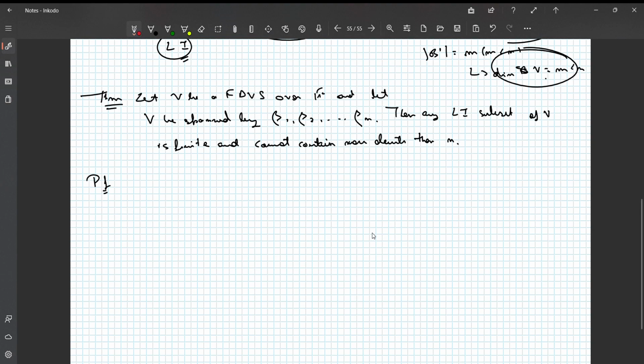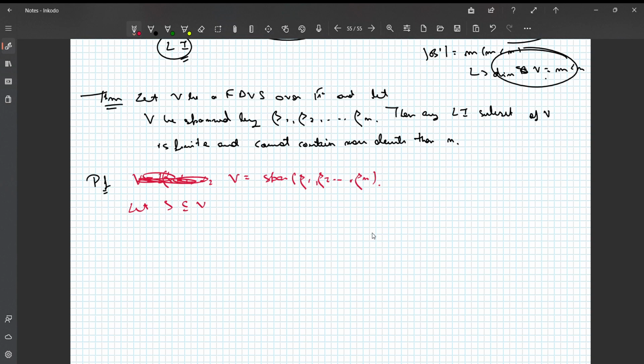Okay, let's see. So let me decrease the size of it. We are given that V is a span of these vectors. So it's the linear span of the elements beta 1, beta 2, and so on till some beta m, right?